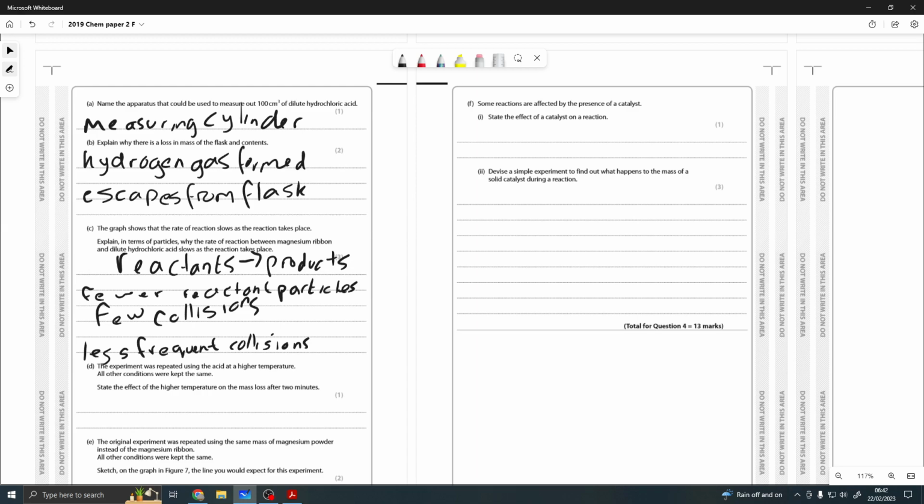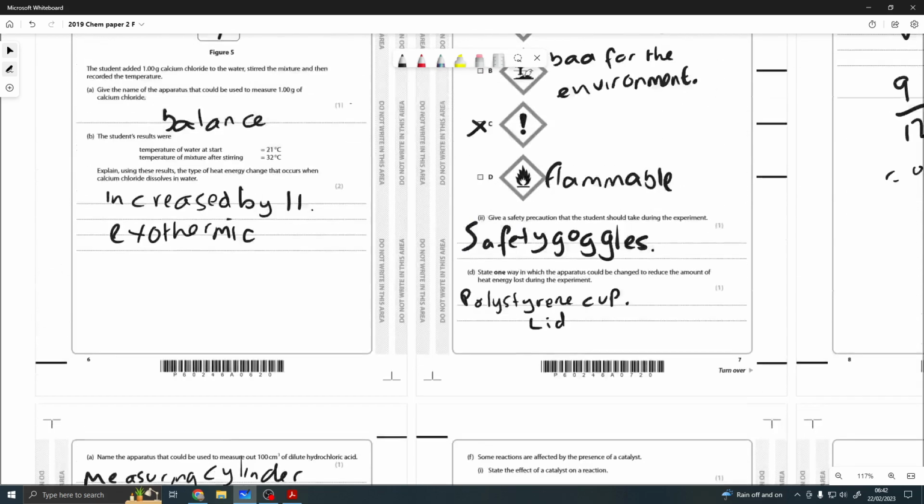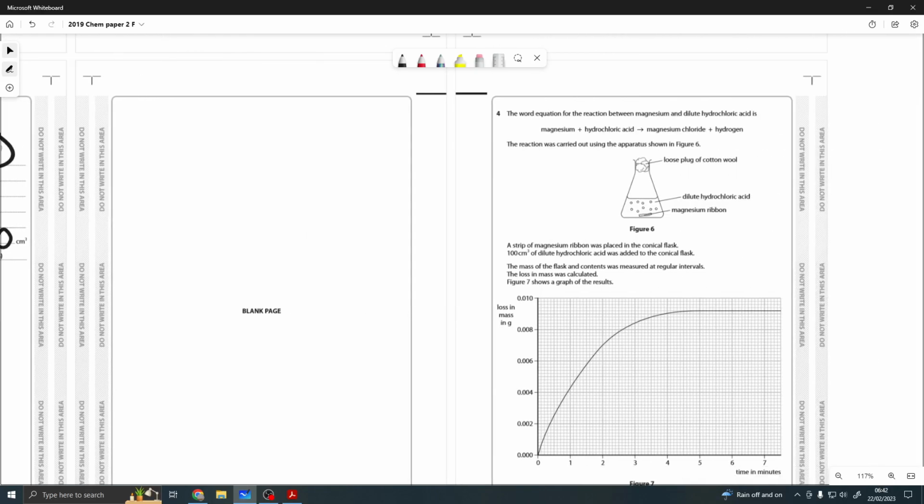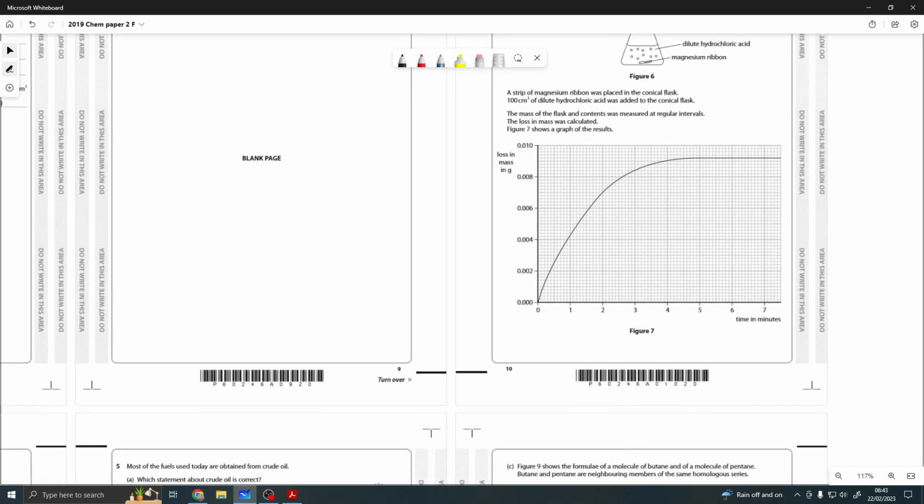Now, next, the experiment was repeated using an acid of a higher temperature. All other conditions were kept the same. Okay, so after 2 minutes, what will happen? If we look back at the graph, what's going on up to 2 minutes? After 2 minutes, it hasn't finished yet. Obviously, if you don't change the mass of magnesium, the final line will be the same. The loss in mass will be the same, but it hasn't finished at 2 minutes.